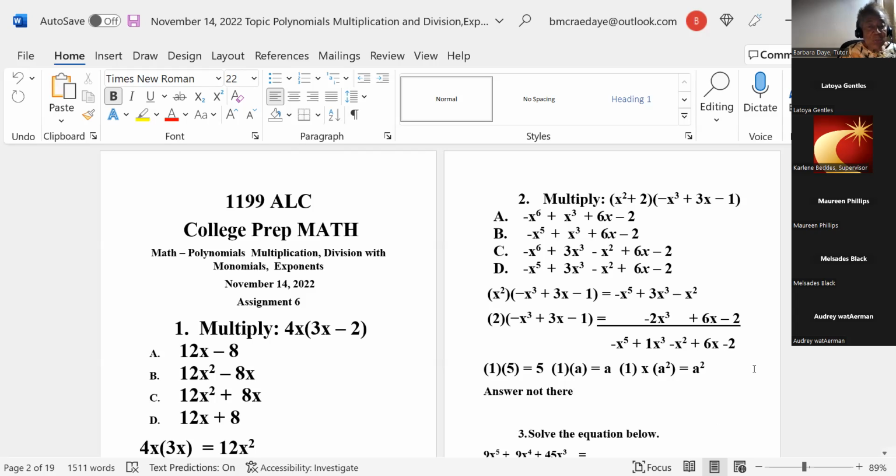The point is you break the binomial up, multiply each term by the polynomial, and then combine the terms.